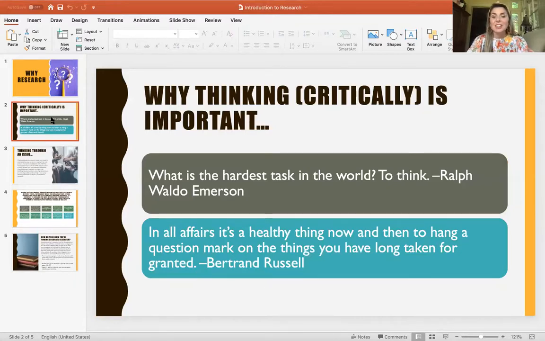And I love these two quotes. What is the hardest task in the world? To think, by Ralph Waldo Emerson. And then: in all affairs, it's a healthy thing now and then to hang a question mark on the things you have long taken for granted.